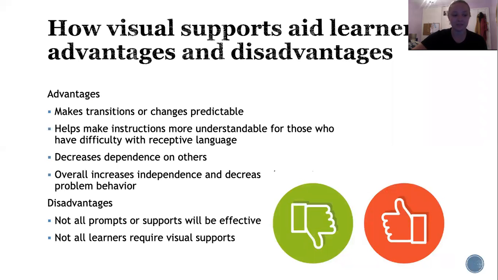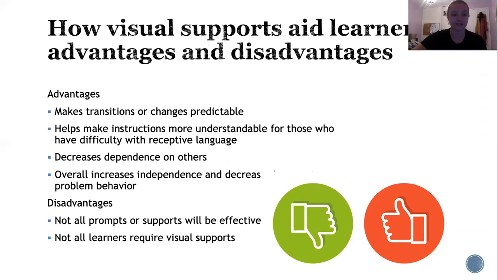In terms of disadvantages, many instructors make assumptions about visual prompts, assuming that visual prompts will be effective for all learners, or that all learners who have autism will require visual supports. Unfortunately, not all supports will work for each student. Often, we must use trial and error approaches to determine the best support for our learners. Not every learner will require visual supports.